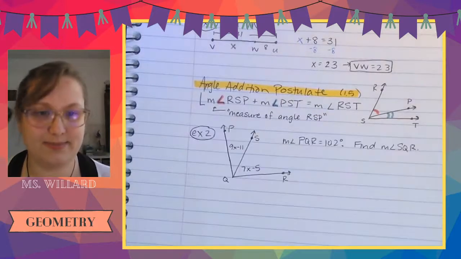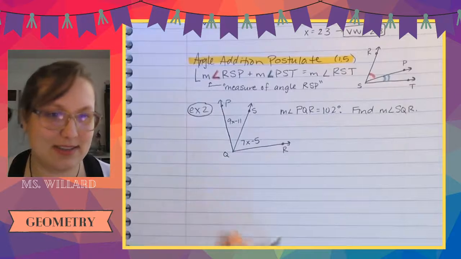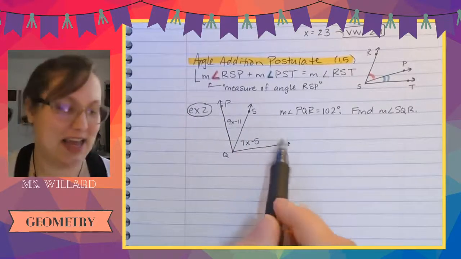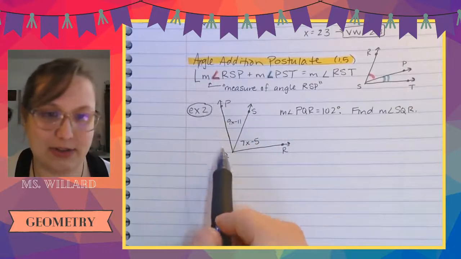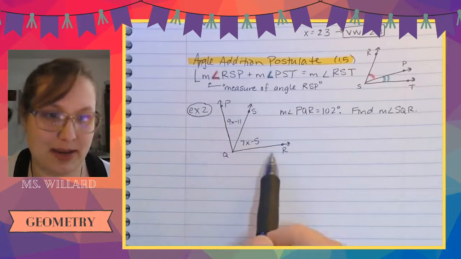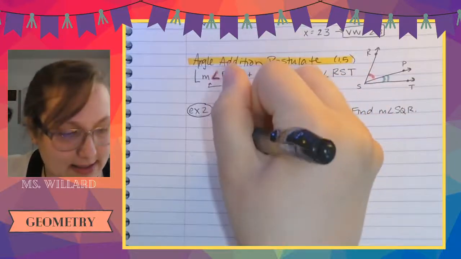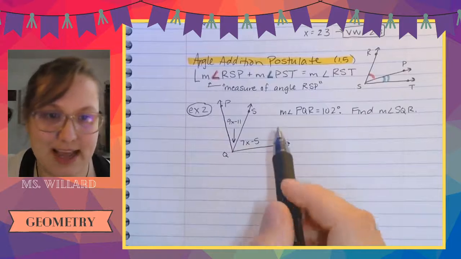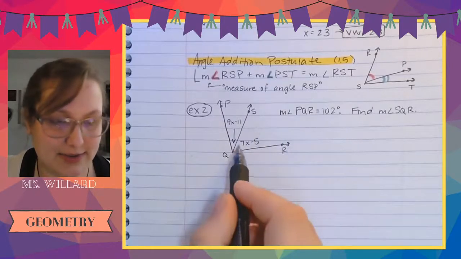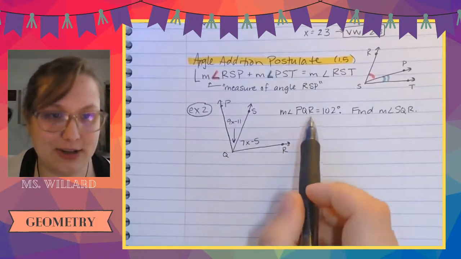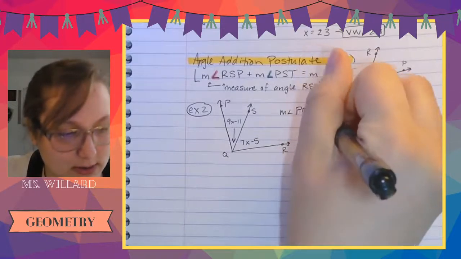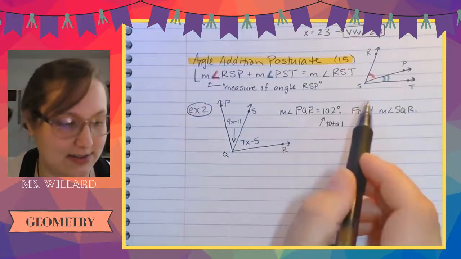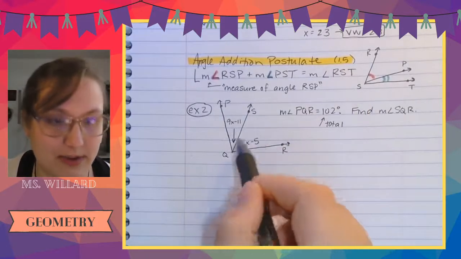Let's do an example. So what this is giving us is a pretty picture, if I do say so myself, where the angles go in a circle here, PQRS, if I label it that way. This angle right here, PQS, is 9x minus 11. And this angle right here, SQR, is 7x minus 5. It also tells me that the total, the largest angle, is 102, and I want to find the measure of angle SQR. I want to find this angle right here.